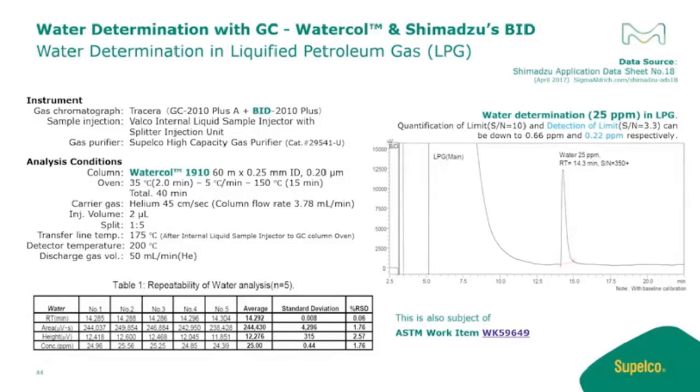So what we've done here, and again, this came from some work that was done on a Shimadzu application sheet, where we're able to do water at 25 ppm easily, and you can see it's well resolved from the propane in the inset chromatogram. Water peak at about 14 minutes. Again, you can see very easily repeatable analysis, very low percent RSD on the column. And Shimadzu determined a percent RSD of 1.76% over 5 analyses on this water peak in this liquefied petroleum gas.